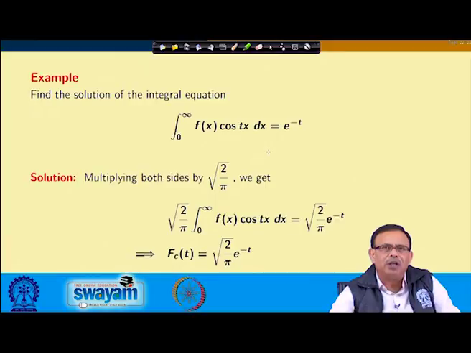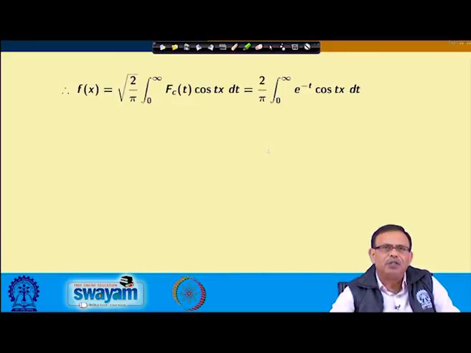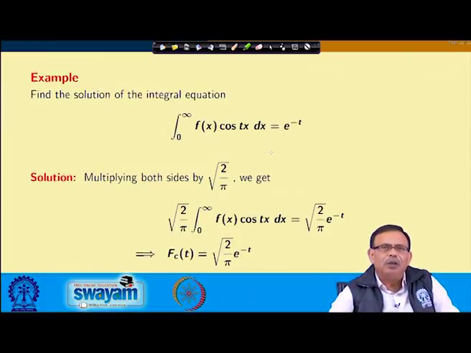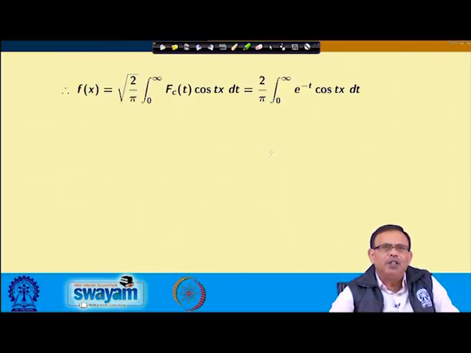If you take the inverse Fourier transform, you can always obtain f x. So f x is root over 2 by pi integral from 0 to infinity of the Fourier cosine transform into cos of x t, and you know the value of the Fourier cosine transform is root over 2 by pi e power minus t. If I substitute this value, I will obtain this integral. So the only thing remaining is to evaluate the integral.